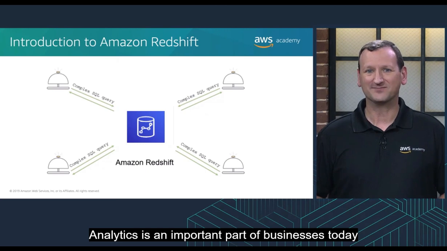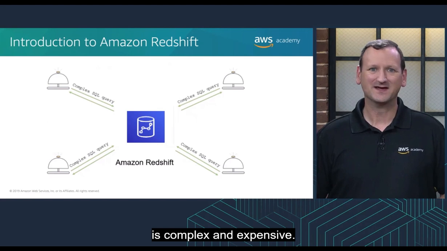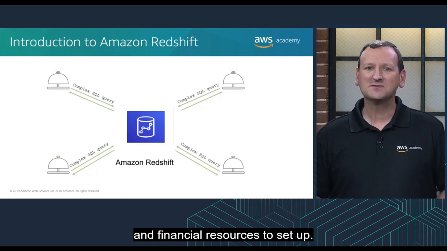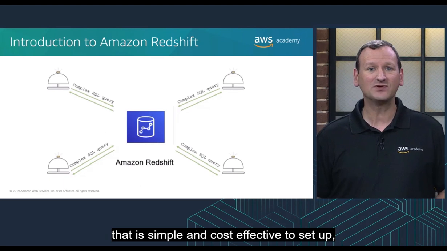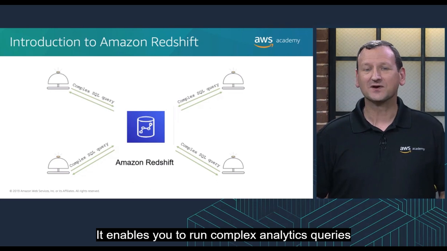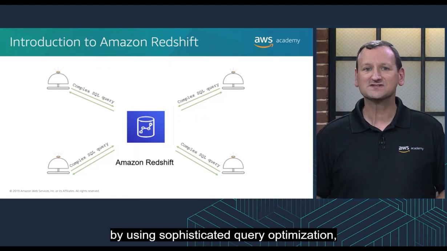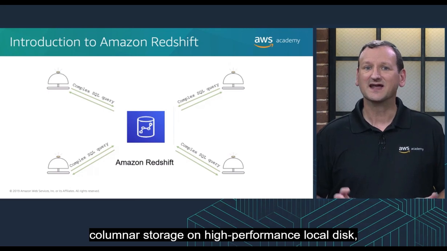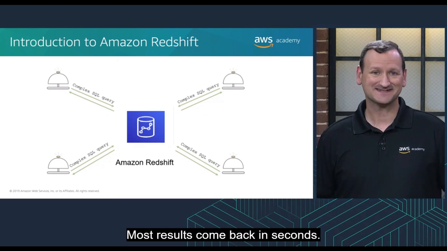Analytics is an important part of businesses today, but building a data warehouse is complex and expensive. Data warehouses can take months and financial resources to set up. Amazon Redshift is a fast and powerful, fully managed data warehouse that is simple and cost-effective to set up, use, and scale. It enables you to run complex analytics queries against petabytes of structured data by using sophisticated query optimization, columnar storage and high-performance local disk, and massively parallel queries. Most results come back in seconds.